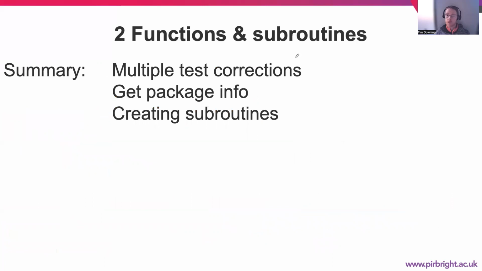So this is a brief summary of how we can use functions and subroutines to do handy things like multiple test corrections, how we can get package info to see if packages are useful or not, and how we can create our own subroutines, or functions technically in this case because we're passing arguments and so on, how we can create functions within R and do different things with our coding.